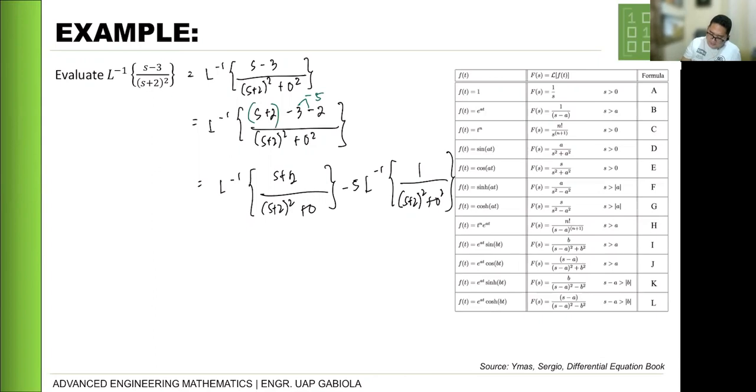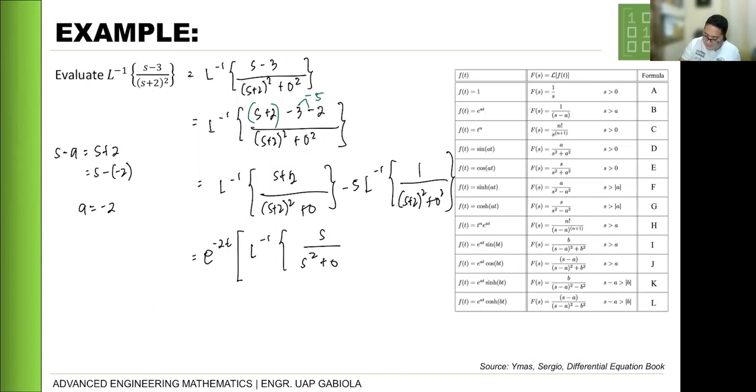Okay? So, to change yung S plus 2, di ba, S minus a is equals to S plus 2. So, this will be S minus 2. So, ang a natin will be negative 2. So, introduce na natin si e, negative 2t. So, this is L negative 1. S plus 2 will be S na lang. So, S over S squared plus 0. Okay, or S na lang.